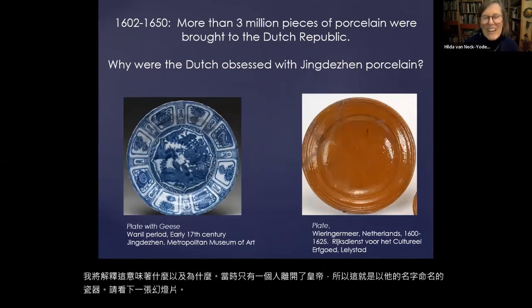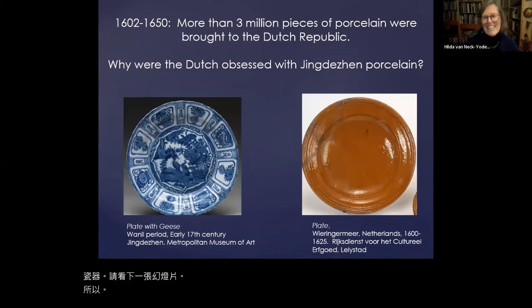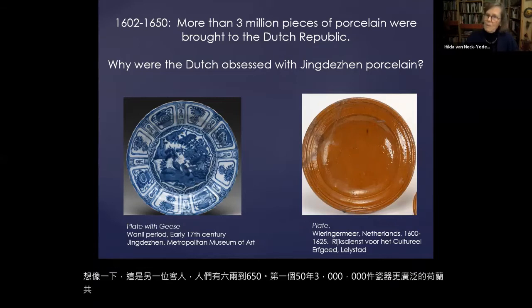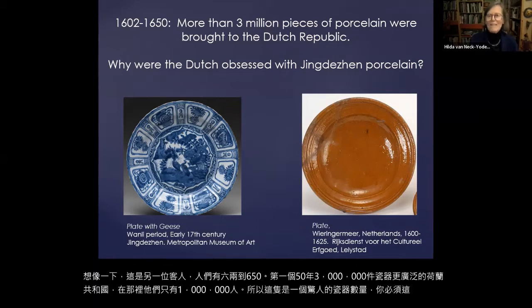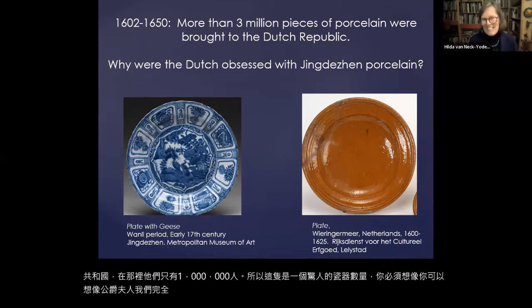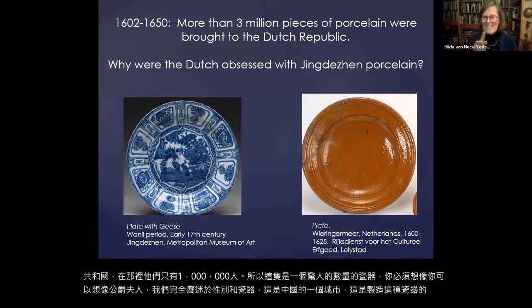So imagine this. And this is another guess that people have. 1602 to 1650, the first 50 years, 3 million pieces of porcelain brought to the Dutch Republic, where they only have 1 million people. So this is just an amazing amount of porcelain. And you can imagine why the Dutch were totally obsessed with Jingdezhen and porcelain, which is the city in China where this was made, because this is what they had on the right-hand side.